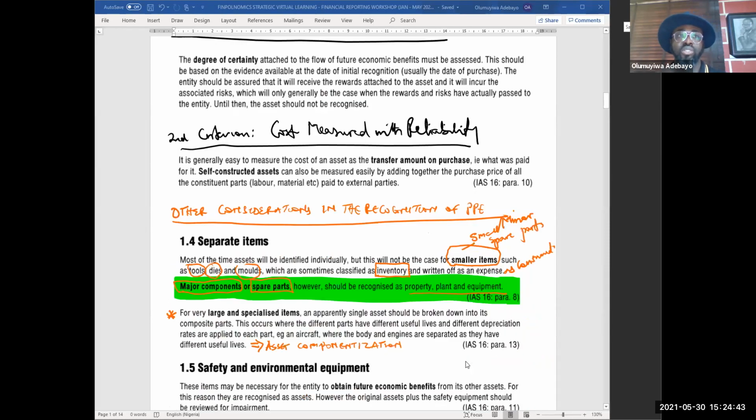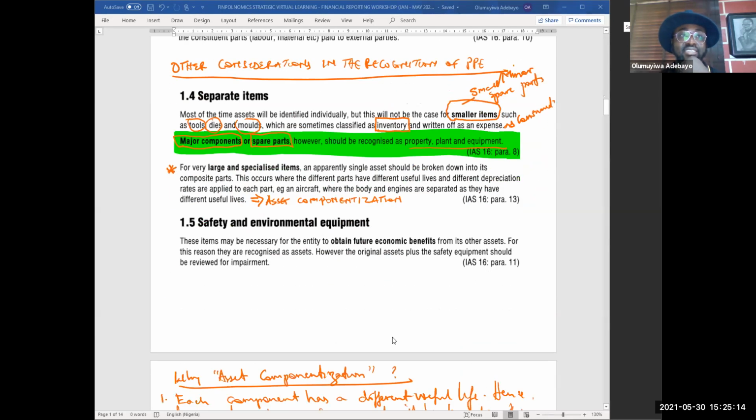We also went on to discuss other considerations. Other considerations we discussed include small items, or what we call minor parts, as compared to major parts, the portion that constitutes inventory as opposed to the portion that constitutes an item of PPE. We also extended our discussion towards asset componentization, which was discussed extensively.